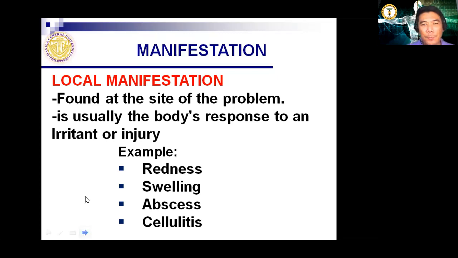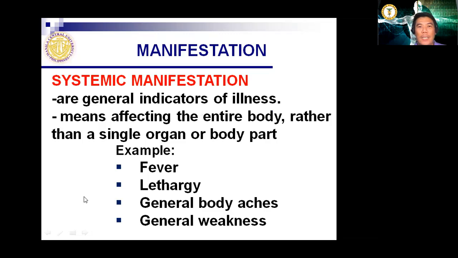Next, how about systemic manifestation? For the systemic manifestations, very obviously we are using this term systemic because it affects not a single organ but the entire body. So these are general indicators of illness. Okay? If we say fever, we can identify possible infection or inflammation. However, we need to know what specific organ is affected.